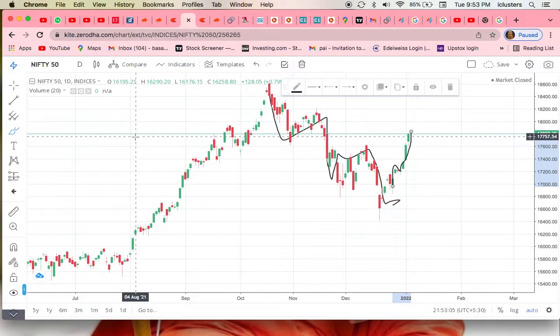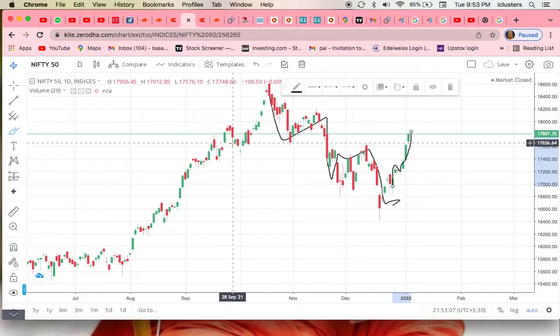Today we have learned about trend, support and resistance, and moving averages.